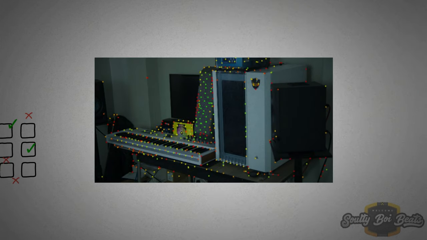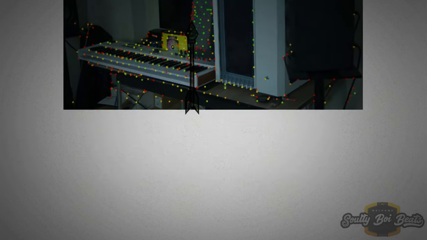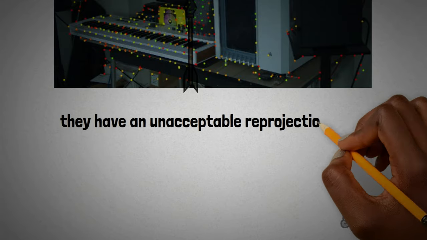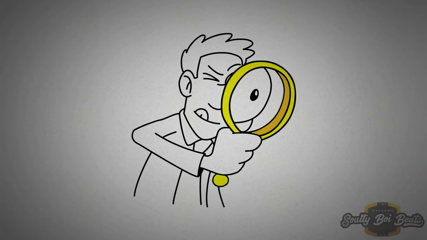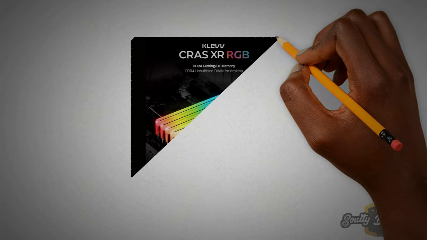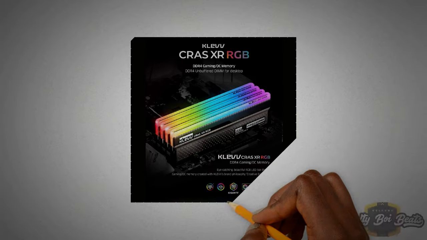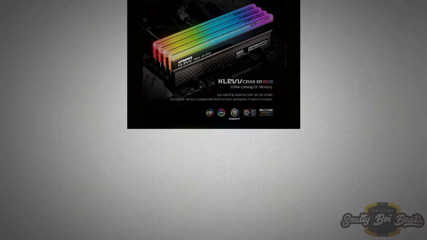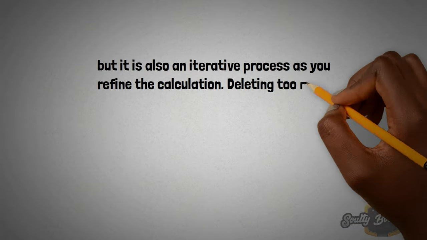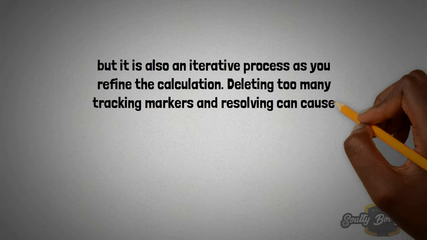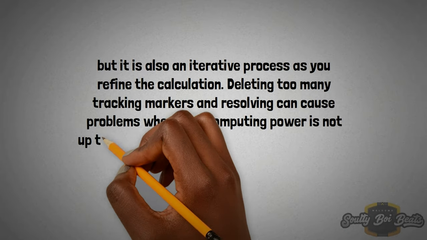Looking at the viewer, most tracked features appear green to indicate good reprojection. You will also see a few tracked features colored red to indicate that they have unacceptable reprojection error. To improve the overall solve quality, you can delete these features with high errors. Solve is a computationally demanding and RAM intensive process, but it is also an iterative process as you refine the calculation. Deleting too many tracking markers and resolving can cause problems when your computing power is not up to it.